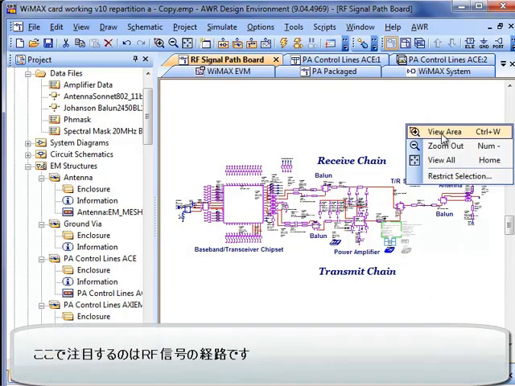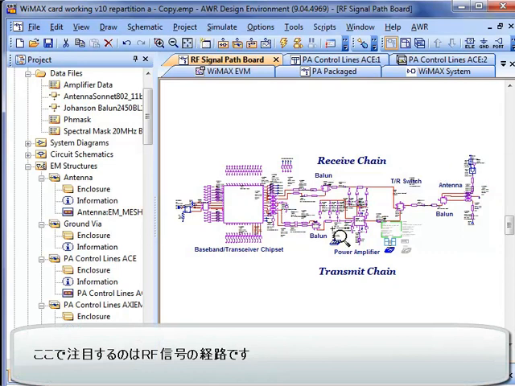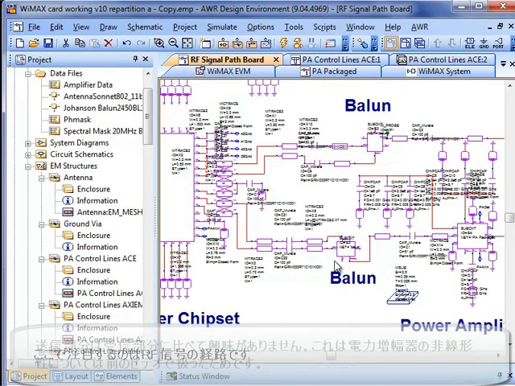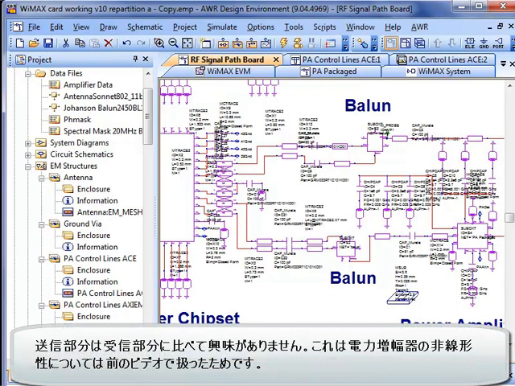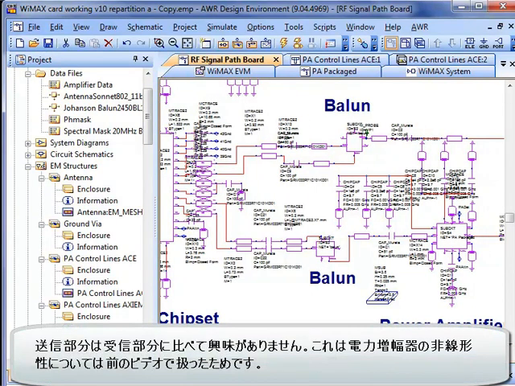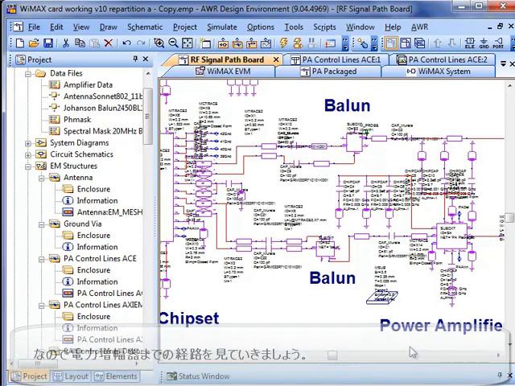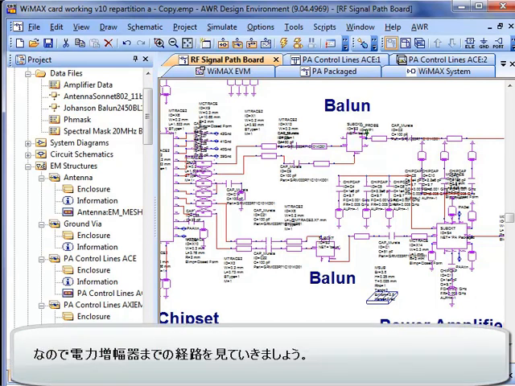What we want to focus our attention on here is the RF signal path. The transmit side is a little bit more interesting than the receive side because of the nonlinearities of the power amplifier, and that's what we've been focusing on in the previous videos. So let's follow the signal path at least up to the power amplifier.